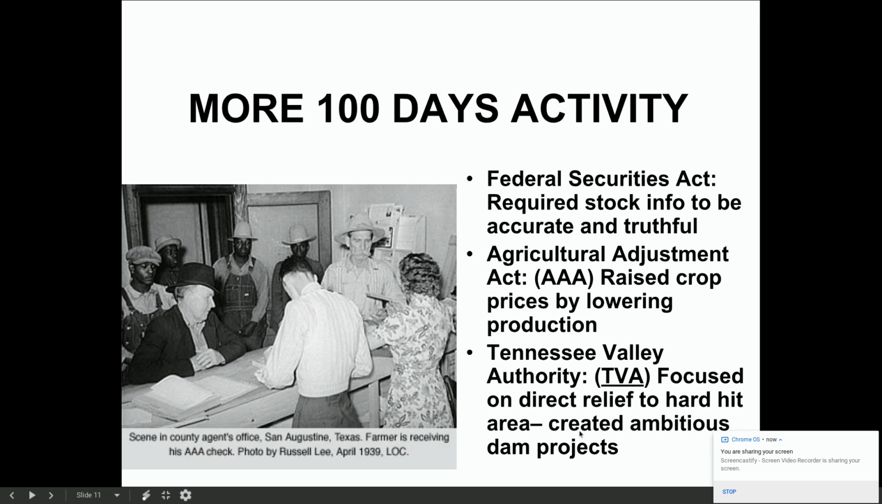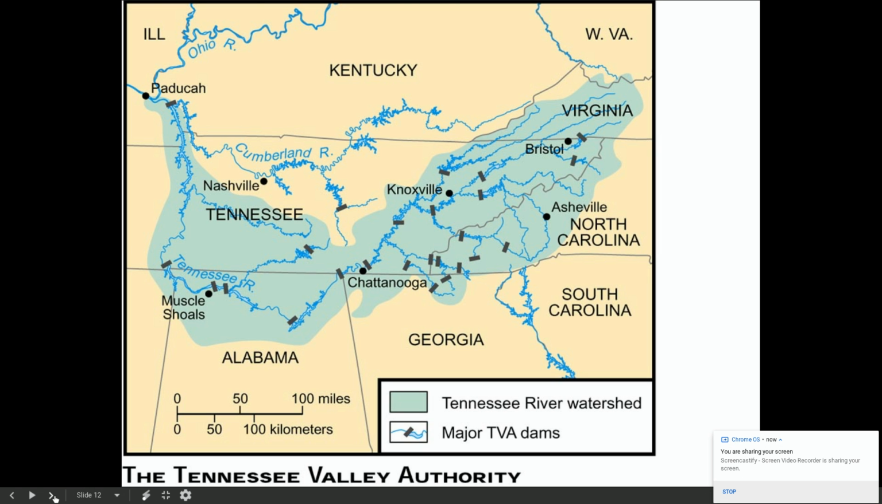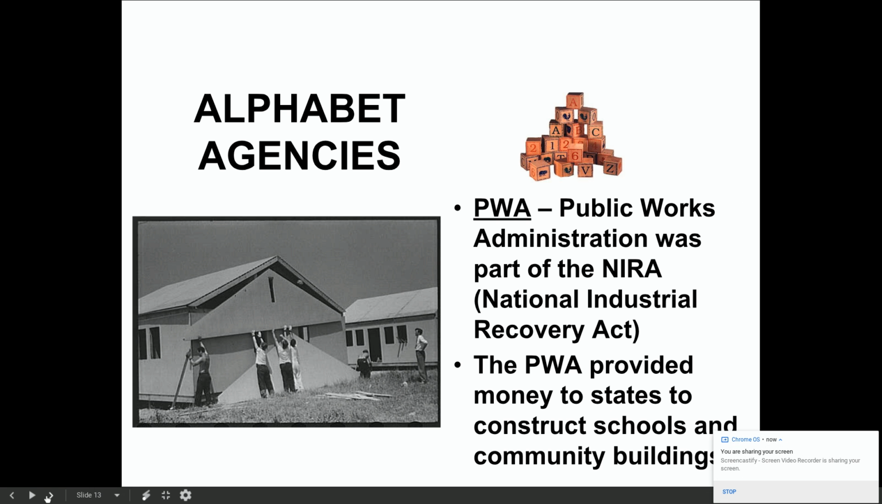You also had the TVA, which focused on direct relief to hard-hit areas and created public works projects to get Americans back to work. And this shows you a map of where the TVA affected, where these dams were built. And for each dam built, you're employing construction companies and laborers. You're basically putting people back to work, but you're paying for it through tax dollars.